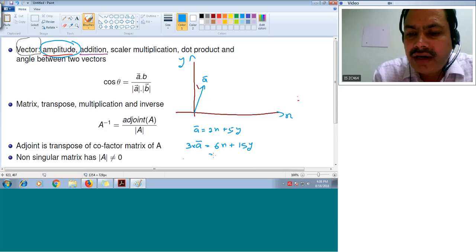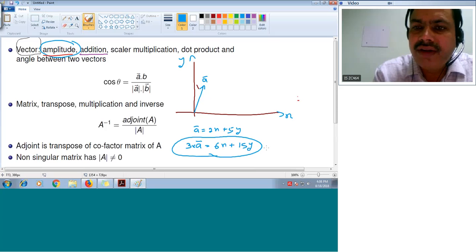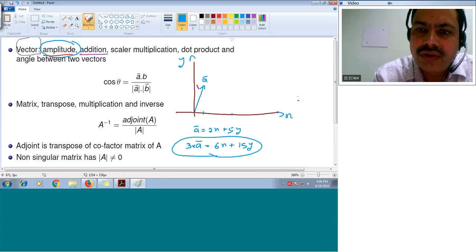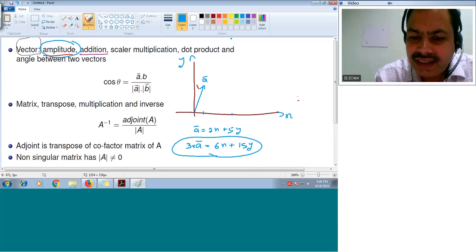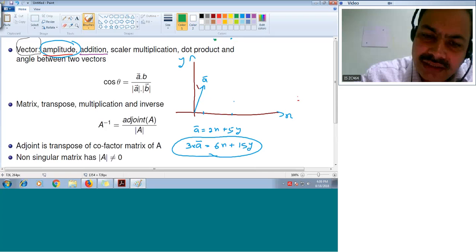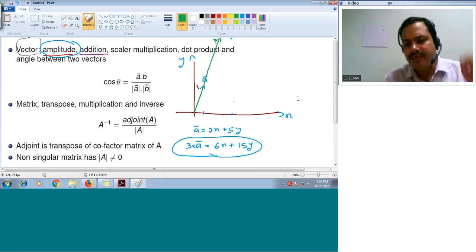You can see that 6x plus 15y would be a different vector. Where would it be? You go 6 on the x-axis, earlier it was 2, so you go somewhere here. Similarly on the y-axis, earlier it was 5, so you go to 15. It would be at a very distant place, but the important point is that this vector would be aligned in the same way as A. Please understand this.